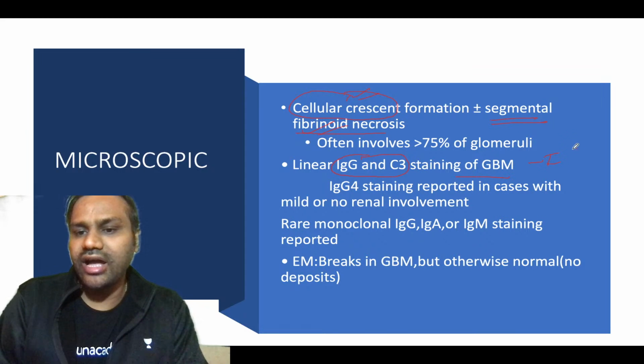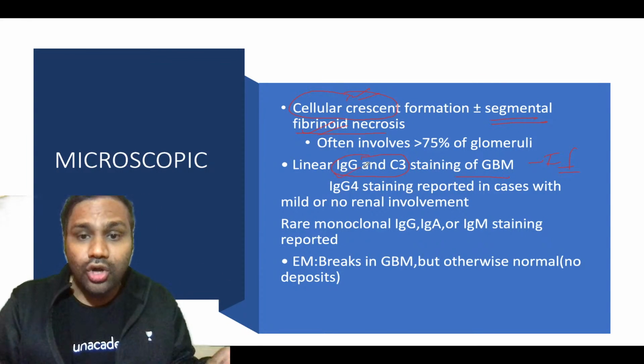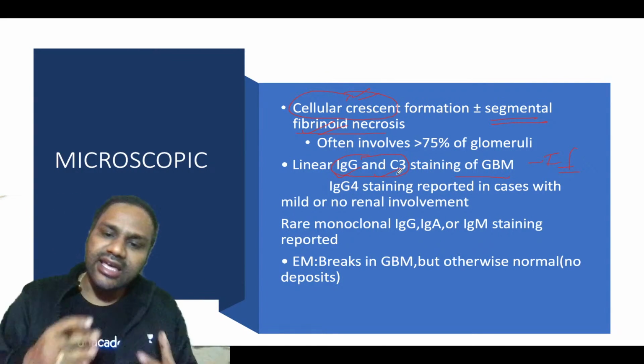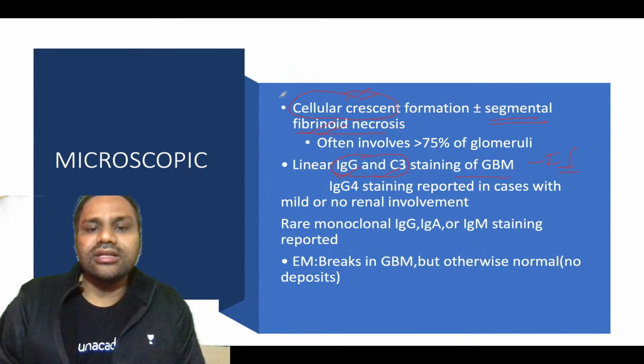This is IF, so this will be seen on IF. You can see this is the major type of immunoglobulin positive, but you can see other types also, like IgG4. You can see IgA and IgM staining also in these cases. So this is an important thing.